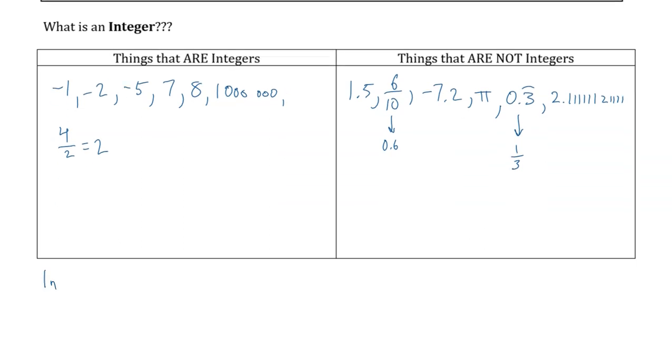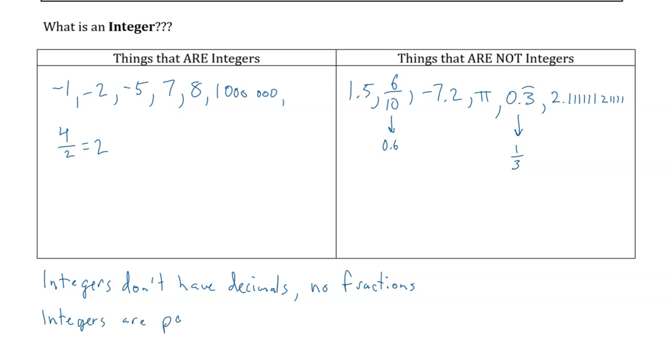So integers don't have decimals and no fractions. Integers are positive and negative whole numbers.